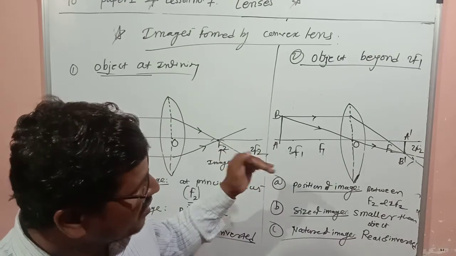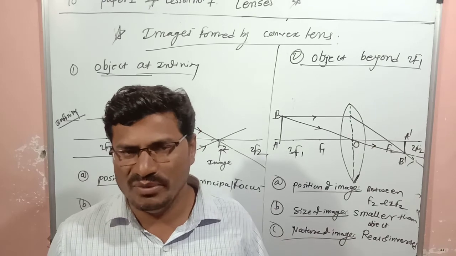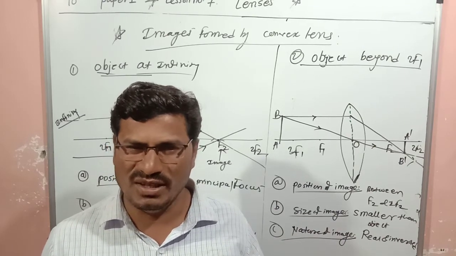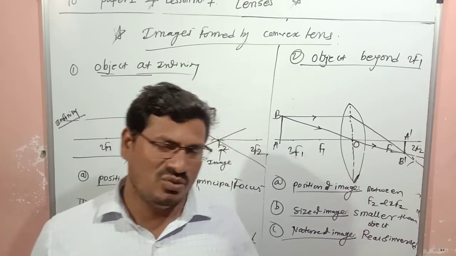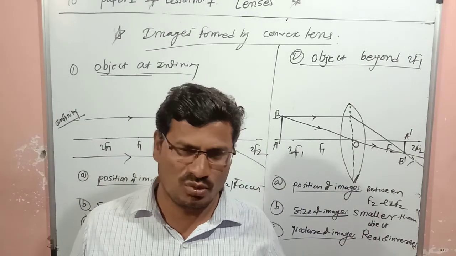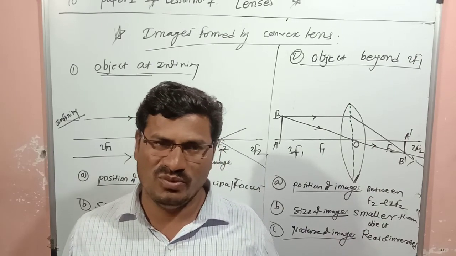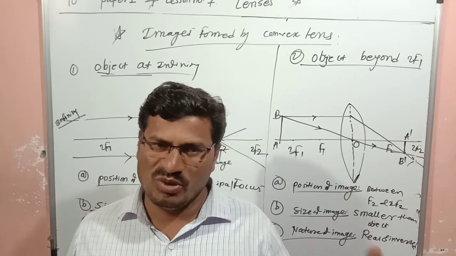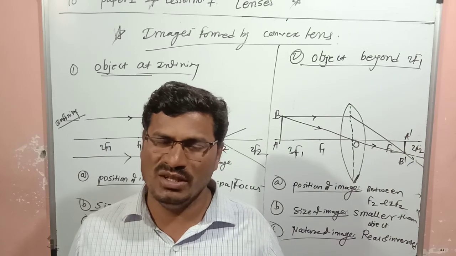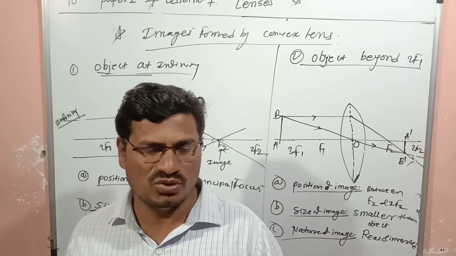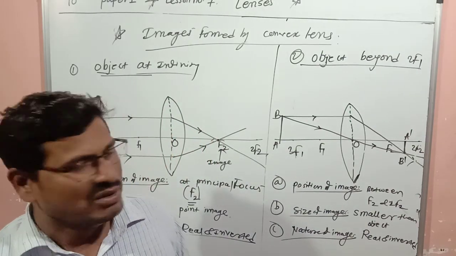So you have to draw these two ray diagrams. In the next video we will see what is meant by real images and virtual images, as well as the remaining four positions we are going to take. The third one will be the object at 2f1, the fourth will be the object between f1 and 2f1, the fifth the object at f1, and the sixth the object between f1 and O. So the remaining four positions we are going to study in the next video.